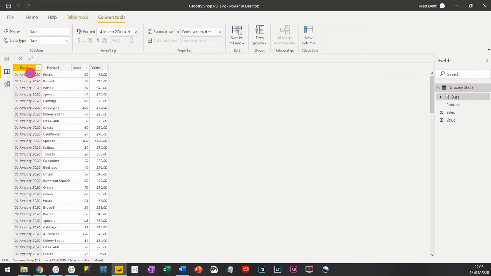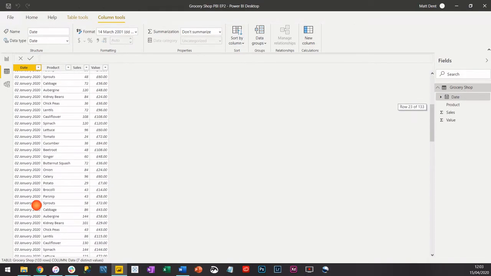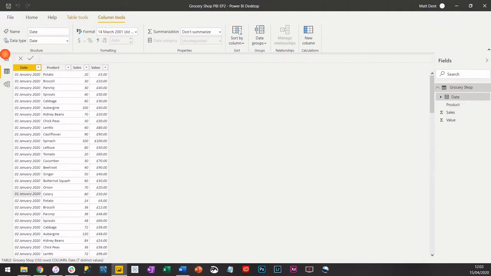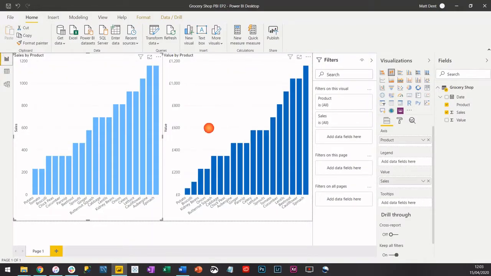Last week we only had 1 day's worth of data, which took us up to the 1st of January, split by these 20 different products that we sell in our grocery shop. Now if I scroll down, you'll see we've got 1st, 2nd, 3rd, 4th, 5th, 6th and 7th, so 7 days' worth of data. And that's why our values and sales have jumped up, because we're now looking at a week's worth of data instead of a day's worth of data. So now over the course of a week I've sold coming up to £1,200 worth of spinach, over £1,000 of cauliflower, over £1,000 of beetroot.